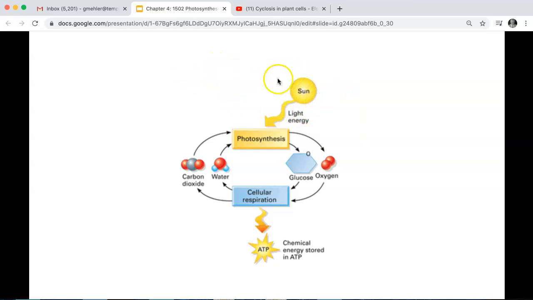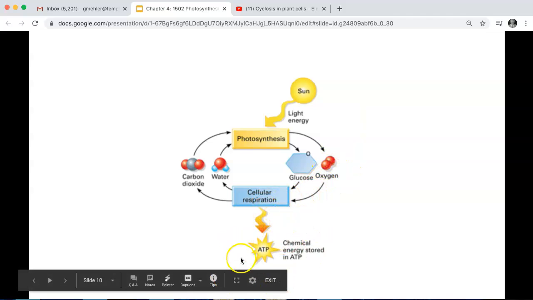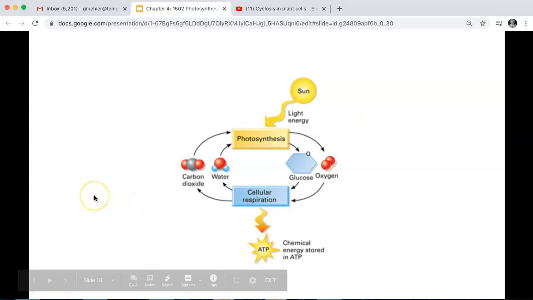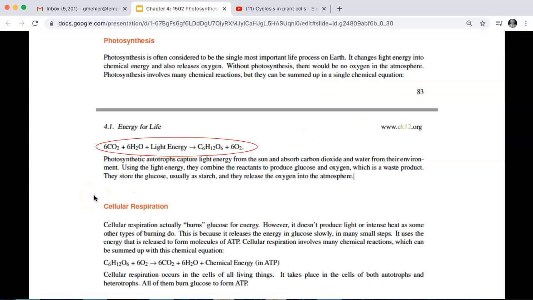So here we have the sunlight of energy hitting the box of photosynthesis. Coming in is carbon dioxide and water, and coming out is the glucose, the energy-rich molecule, and a waste product of oxygen. Cell respiration, which happens in us and all of our cells to make energy, takes in glucose because we eat plants or plant byproducts. We take in oxygen, and we create ATP in all of our cells to make the energy that we use to power everything in our body.